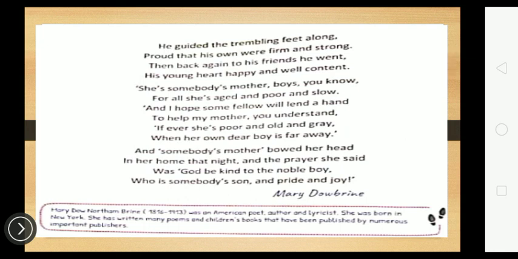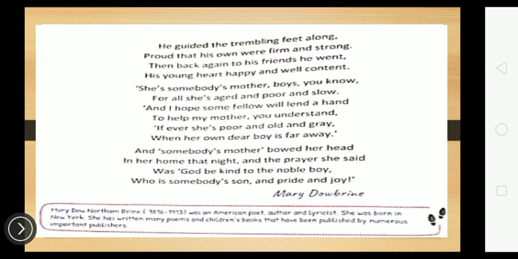He guided the trembling feet along, proud that his own were firm and strong. And again, trembling feet is used for the feet of that old lady, and firm and strong here are used for that young boy. And he was proud that his feet were firm and strong, and with this pride that he was still strong, he was guiding the trembling feet along. What is trembling? It means shaking, something that used to shake.